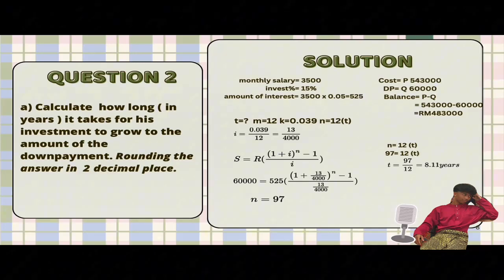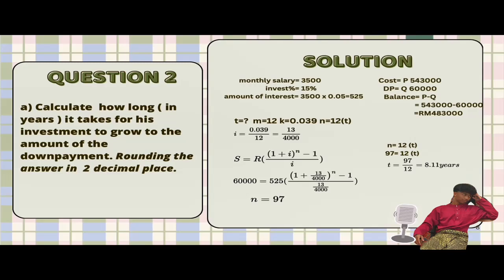After that, we calculate the balance after the down payment. The cost of the house is 543,000 ringgit and the down payment is 60,000 ringgit. The balance equals cost minus down payment, which is 543,000 ringgit minus 60,000 ringgit, which is 483,000 ringgit for the balance. And now we use future value to calculate how long it takes in years for his investment.